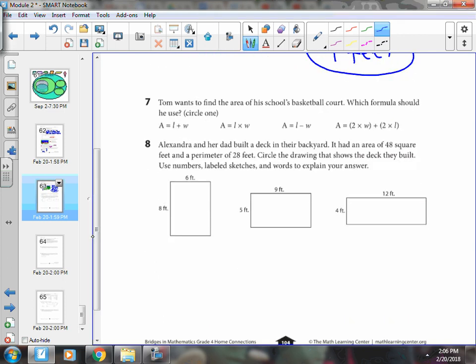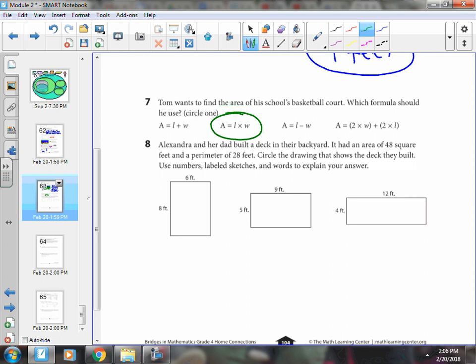Number 7, Tom wants to find the area of the school's basketball court. So area is length times width. A stands for area, L is length, W is width. That's the formula when you just use a variable. And then you can put any number from the problem right in there and you can find out the area.